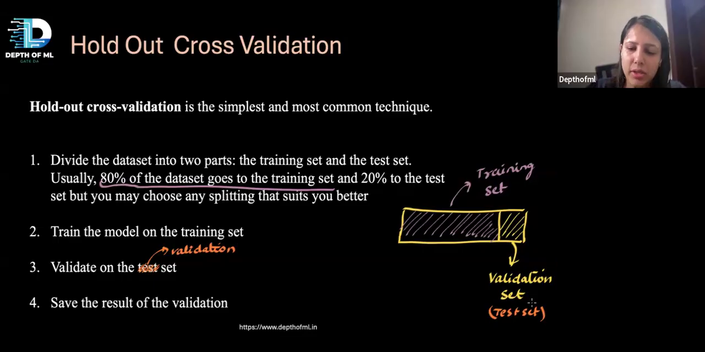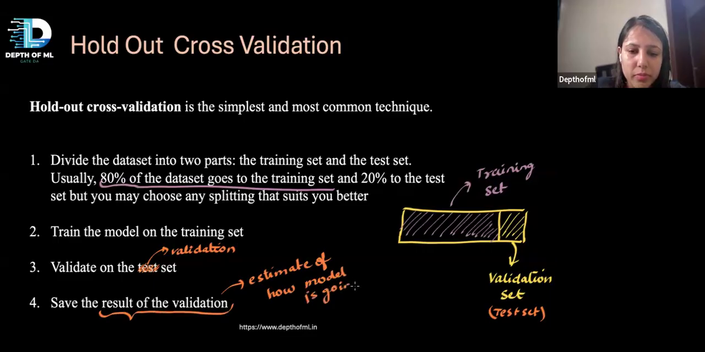Okay. And then the result that you get on the validation set is basically an estimate of how the model is going to perform in production, or on the actual test set.